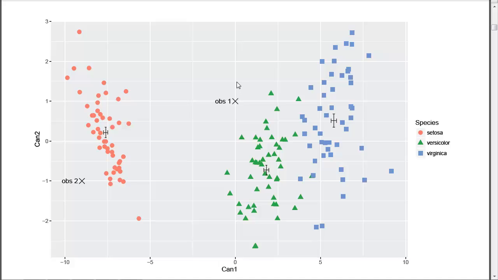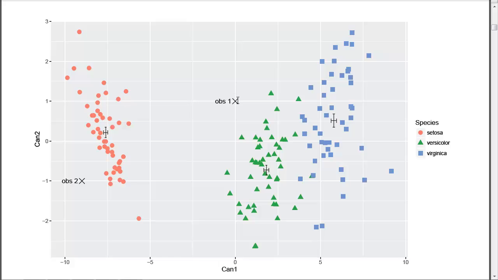Well, we would look at the distances from the new observation to the means for the three different populations. It seems pretty far from Setosa, and it's closer to versicolor, the green one, than virginica, the blue. So we're likely to classify this as versicolor. Observation 2, very clearly, we would classify as Setosa.